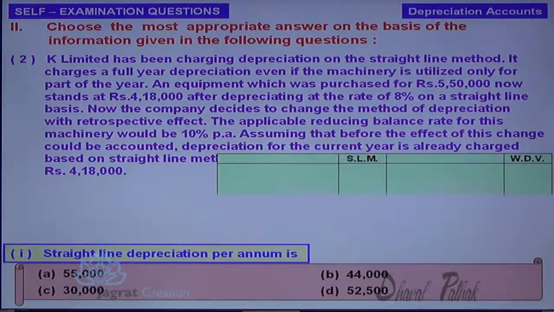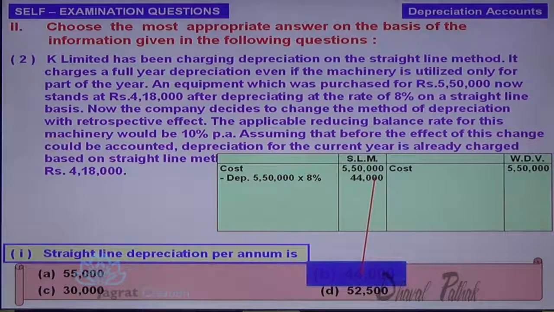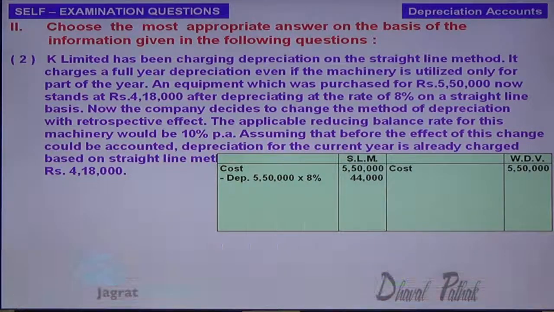Now straight line depreciation. 5,50,000 is the cost of the asset. Here there is a change, so I prepare a working note simultaneously. 8% depreciation there on 5,50,000 is 44,000. So first year depreciation is 44,000.